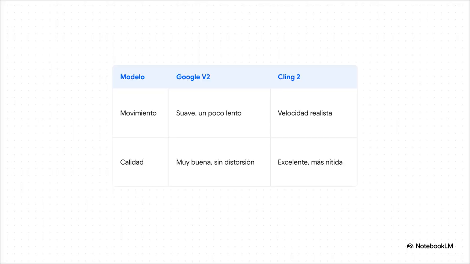Again, the key here is having choices. You get access to the best generators on the market. Google V2, for example, offers really smooth, cinematic motion, though it can be a little slow sometimes. Kling 2, on the other hand, gives you more realistic speed and impressive sharpness. The crucial point is that you get to choose which engine best fits your creative vision.